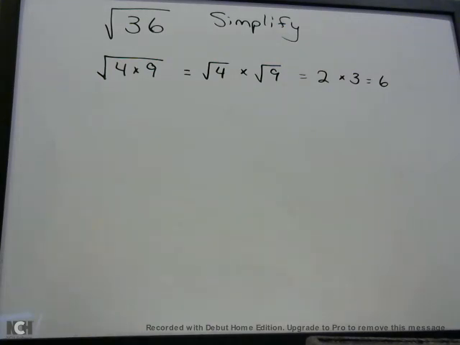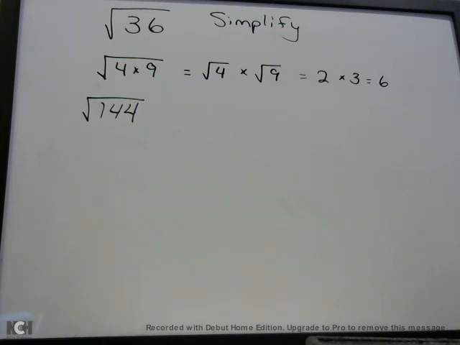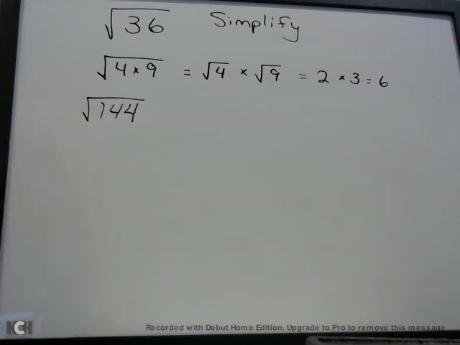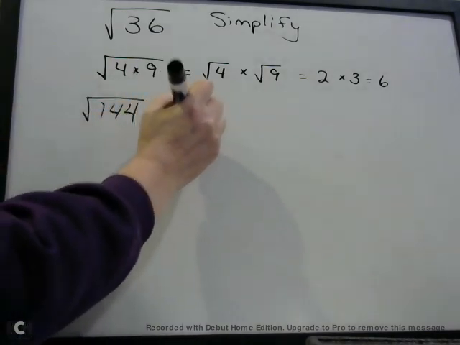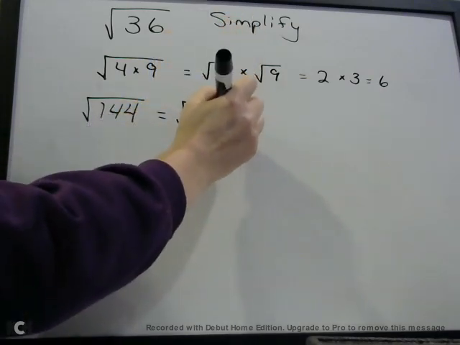So let's try one that's a little bit more complicated. 144. Now we may not know offhand what the square root of 144 is, but the other video that you want to watch is the video on divisibility, because we can start to think about, well, what can I write this as so I can break it down? And if you watch the divisibility video, you'll know that you can divide this by 4. And so how we're going to write this is 4 times 36.